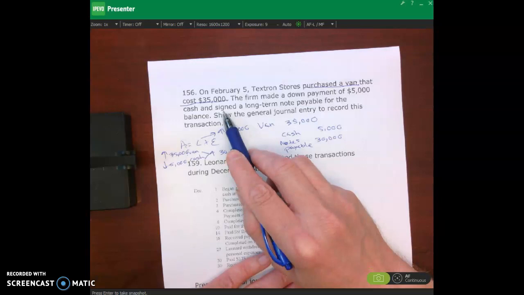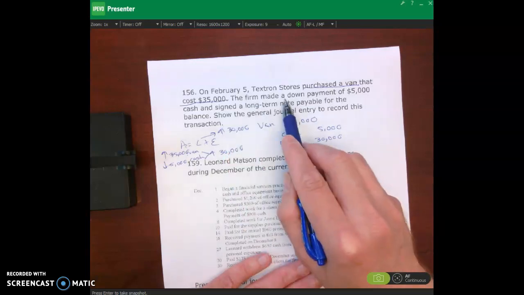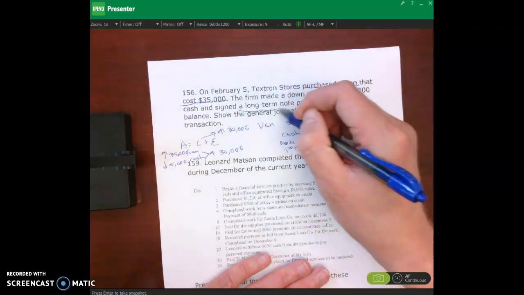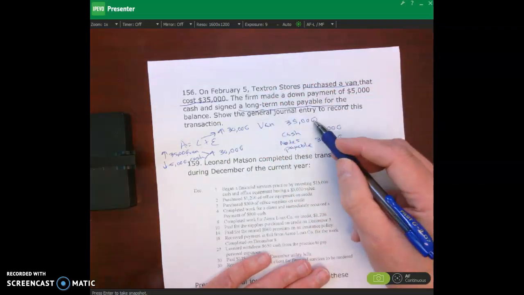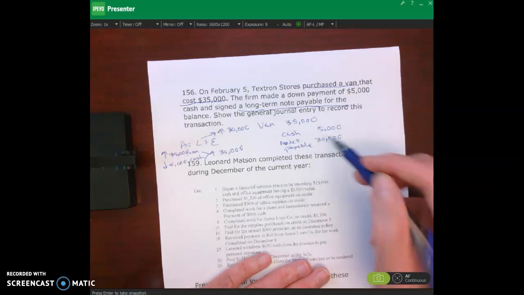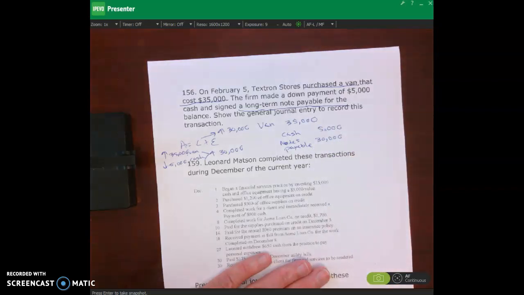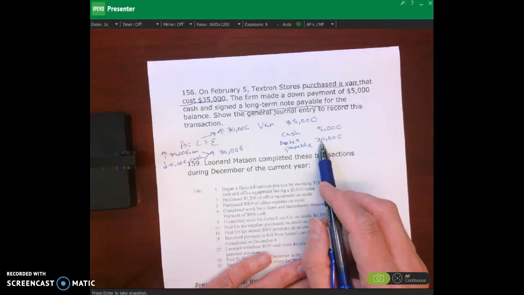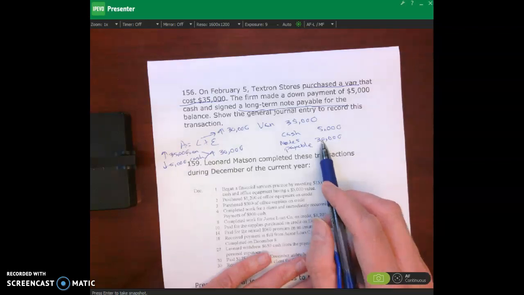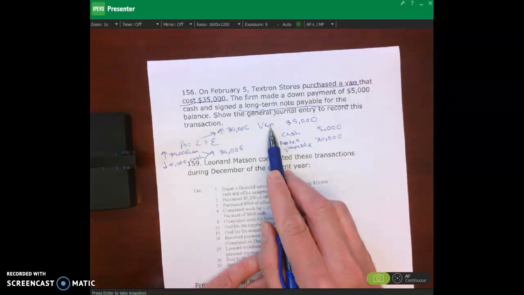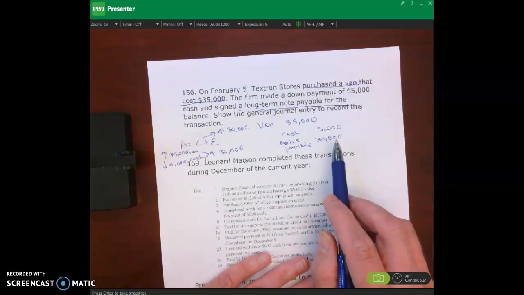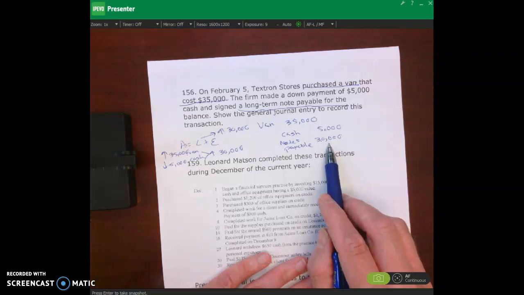And then I have signed a long-term note payable for the balance, which is the 35 minus the 5, or $30,000. Notes payable is a liability. My liabilities are going up. How do I recognize that a liability is going up? It's with a credit. So my full journal entry: debit van, $35,000; credit cash, $5,000; credit notes payable, $30,000.